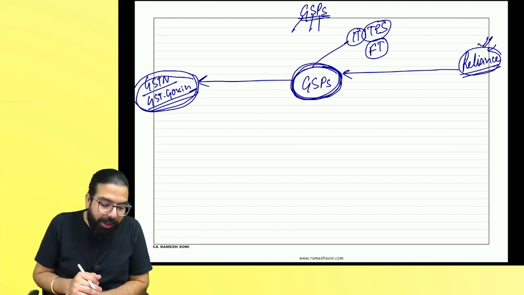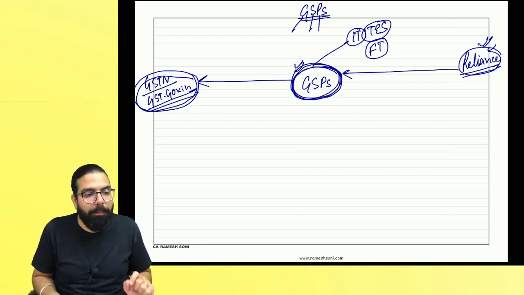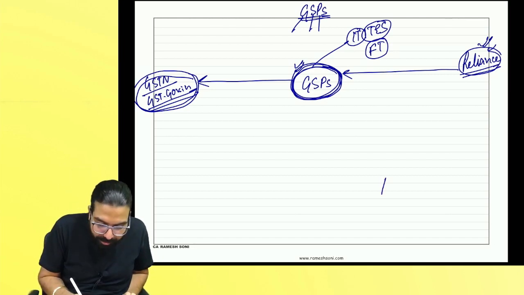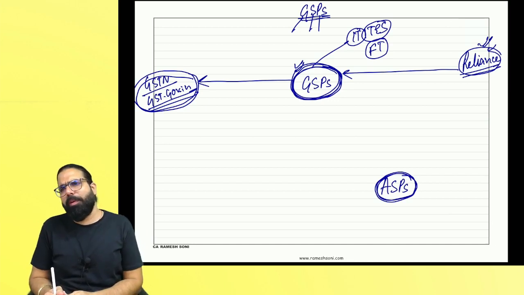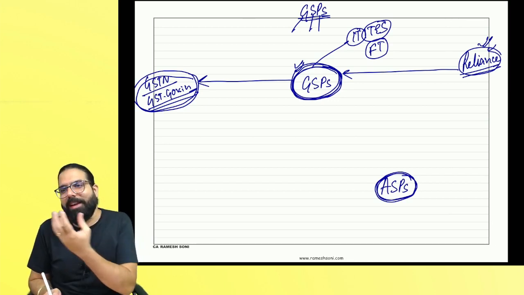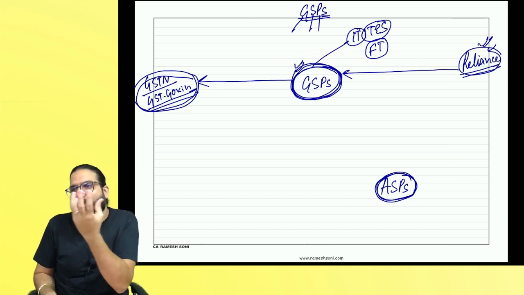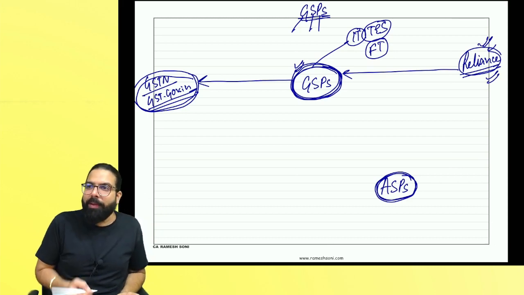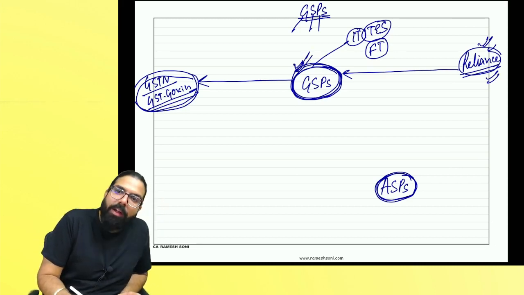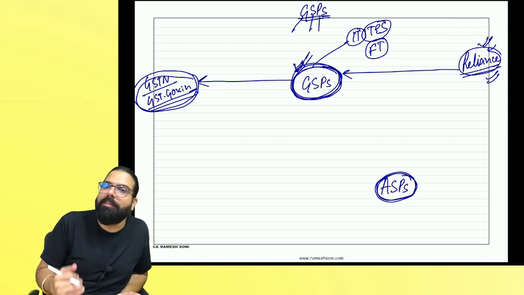Now, what happens? Sometimes these GSPs can also take the help of ASPs, application service providers. Sir, what is the work of an application service provider? The name says it, application service provider. They go ahead and develop some application which will again help the taxpayer in filing their return. GSPs also do the same work. Now, if GSPs want some help, they can take the help of an application service provider.